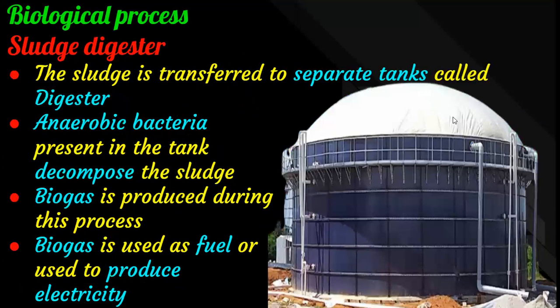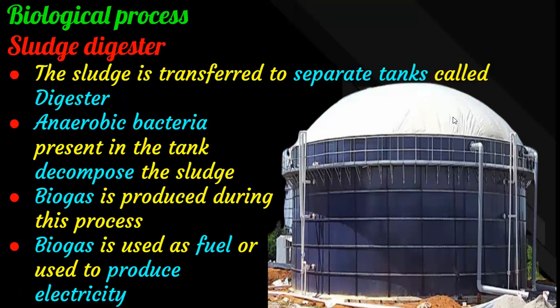And the next process is secondary or biological process. This biological process consists of sludge digesting and aeration. Sludge digesting is done by sludge digester. The collected sludge is transferred to separate tanks called digester. Here, sludge is decomposed or digested by aerobic bacteria and anaerobic bacteria.